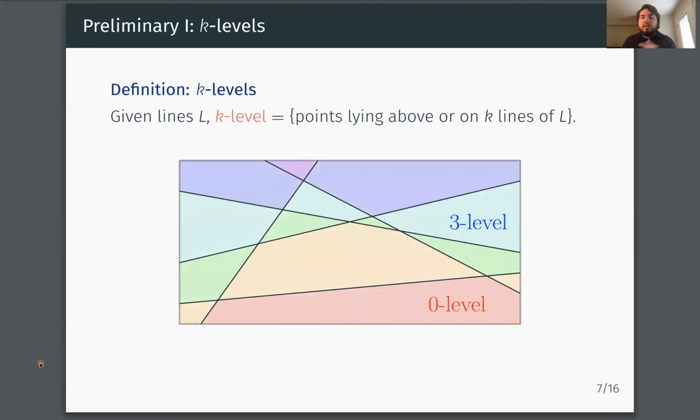And again, I can fill in the rest of the arrangement here with different colors according to the levels of the points in each cell. It's important to notice here that a single level like the 3 level essentially forms a chain of connected components, or a chain of cells in the arrangement. And that will be an important observation when it comes to our algorithm.